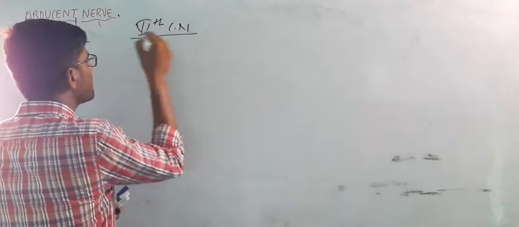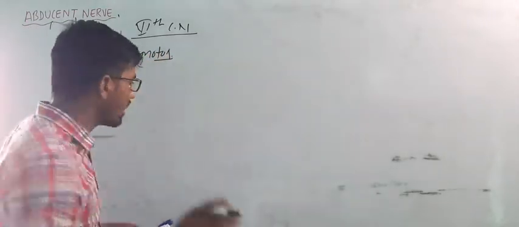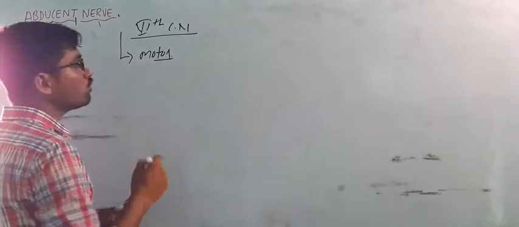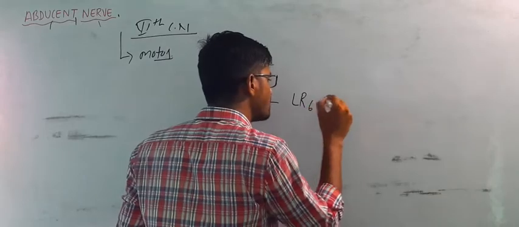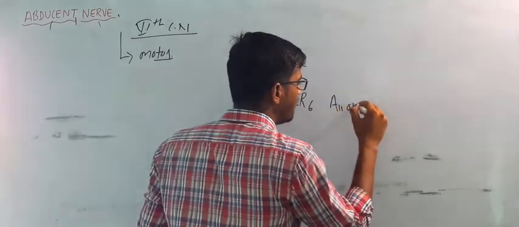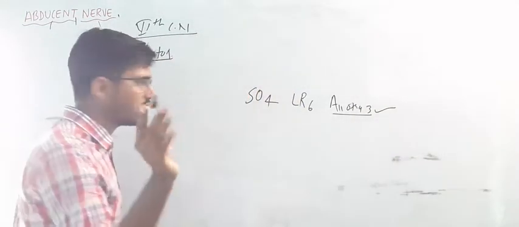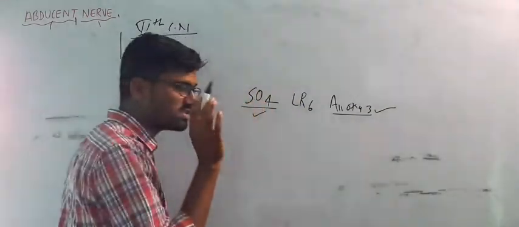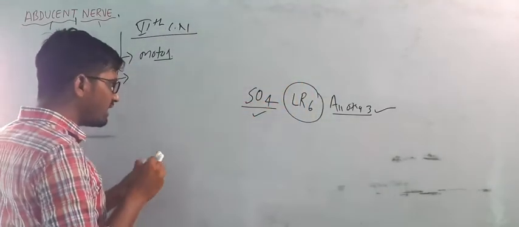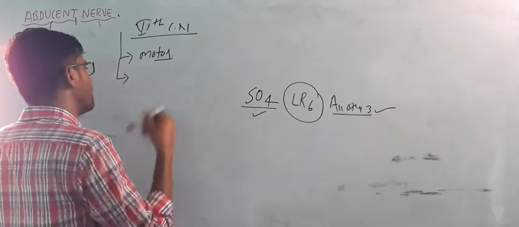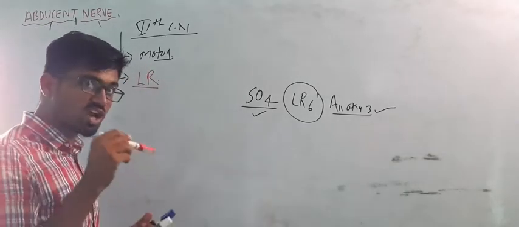Is it motor or sensory? It is motor. We know these basics, which we have covered already. Now, which structure is it supplying? See here: SO4, LR6, all others by the third. The oculomotor nerve we have already covered. Today we are going to see this one. It supplies the lateral rectus, which is an extraocular muscle of the eye.